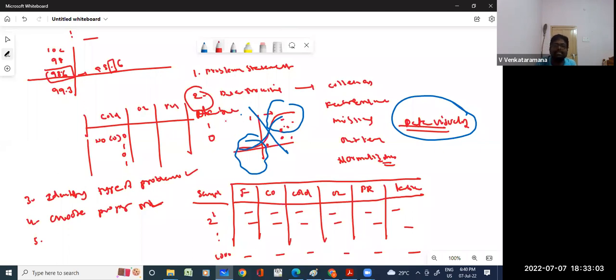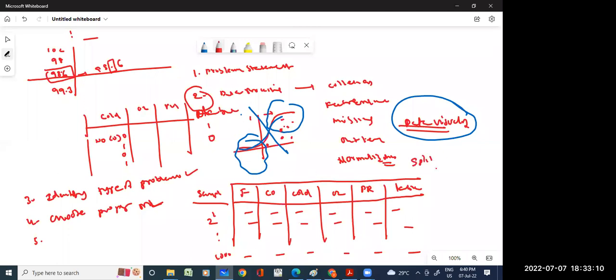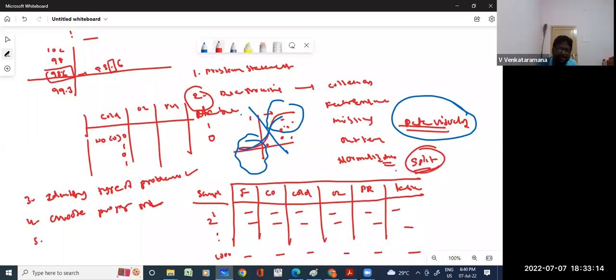That is called splitting the data. So one step I have missed here is splitting the data. You have to split the data. After normalization, you have to split the data. Why do we need to split the data?